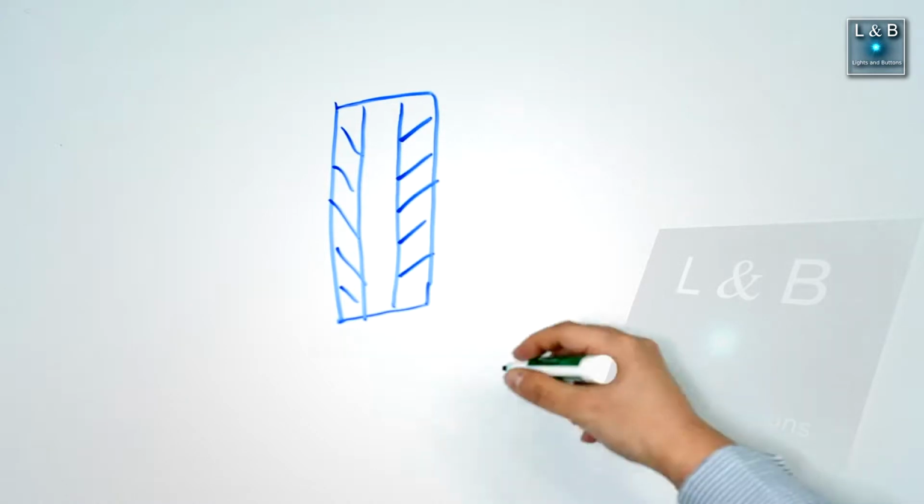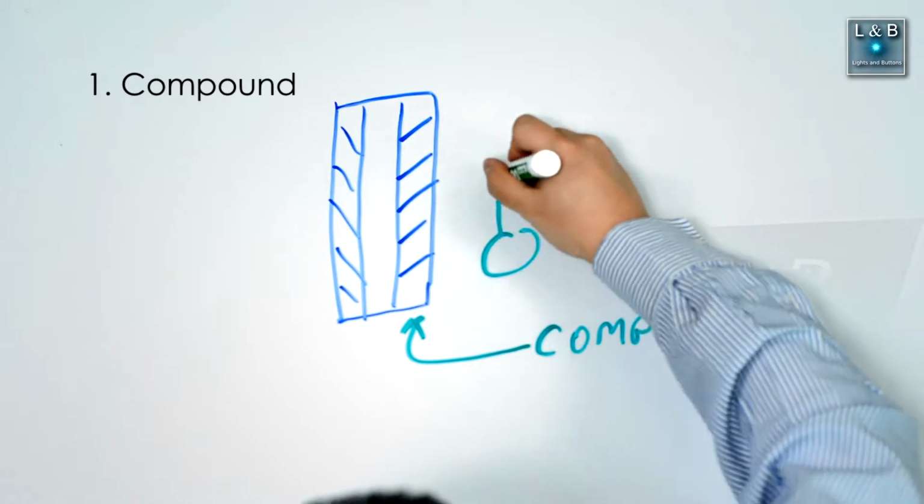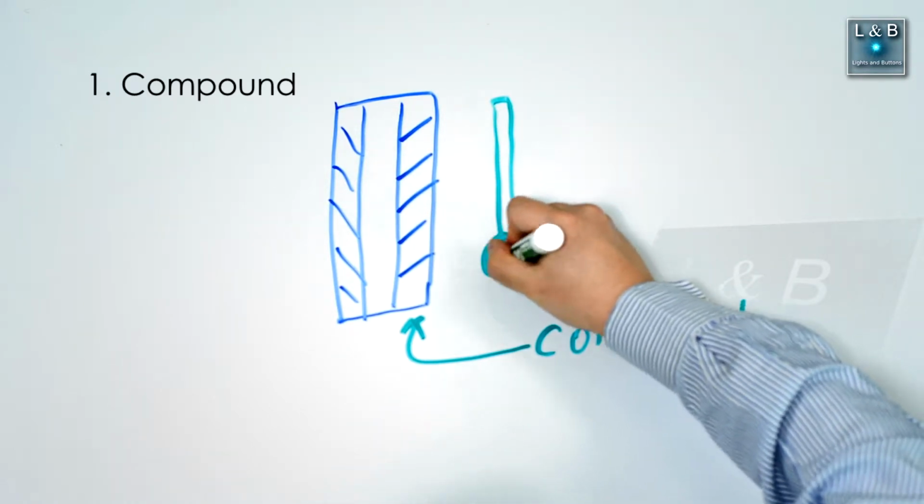So for winter tires, let's start talking about three major points. First off, we have the compound. The compound is softer in colder temperatures.